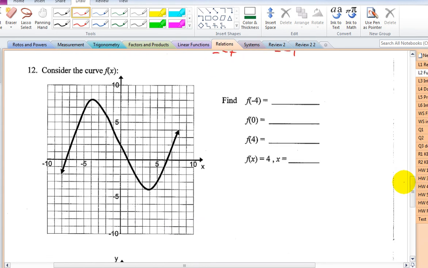A picture says 1,000 words. What am I saying here? F at negative 4. What's the value? Nope. X. I'm saying x equals negative 4. And here you have to find your y value. So find x equals negative 4 right there. Go up to your graph and go over and tell me what's the y value of that point. Plus 8.